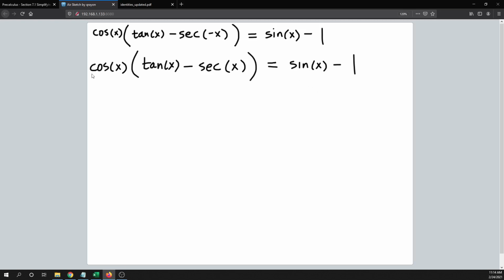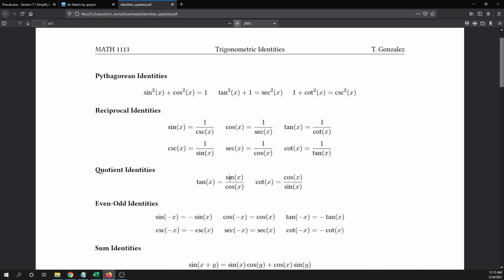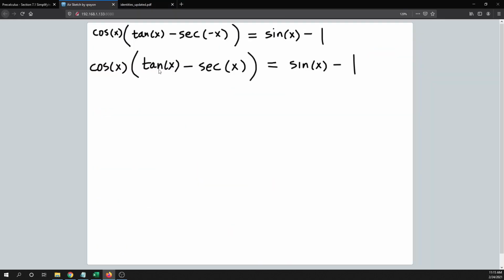Okay, so next up then I am going to take a look. It's still working over here on the more complicated side. And I have cosine, tan x, and secant x. So what I'm going to do is, looking at tan x and secant x and the identities that I know, I can see I have tan x is sine x over cosine x, and secant is 1 over cosine x, right? And so I'm going to use those two identities.